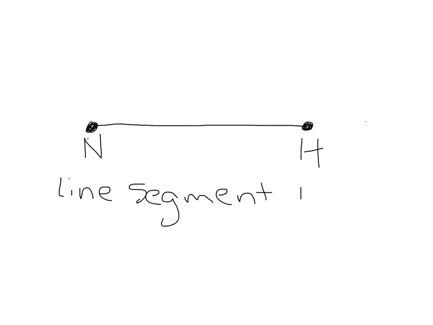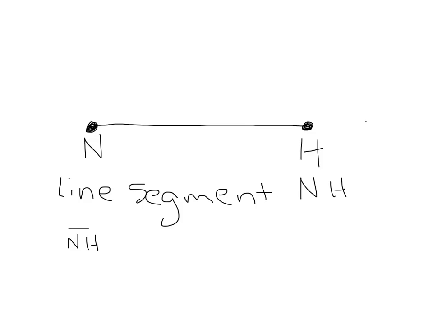And so I could name this. I'm going to switch it up and use my initials this time. This is line segment NH. You could either name it like this, line segment NH, or you would name it like this, just a simple line segment symbol and then put NH underneath, and that shows me that's line segment NH.